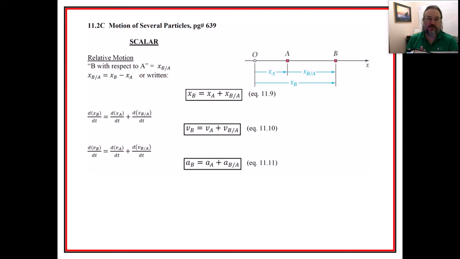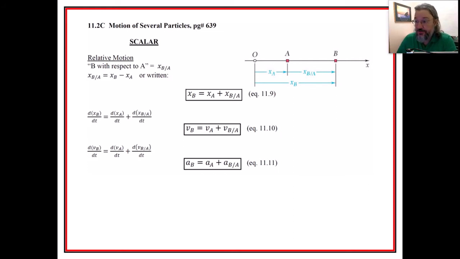Continuing on with class 2. Here is another topic. We did constant acceleration in the previous video, but now we're going to also cover relative motion and dependent motion. You can see even in Johnston, they kept this in the same section. This is 11.2c.